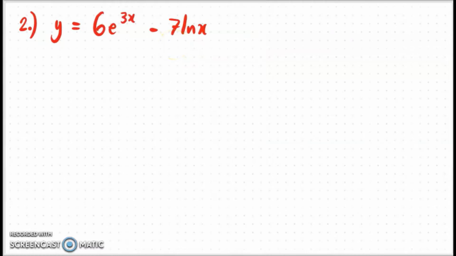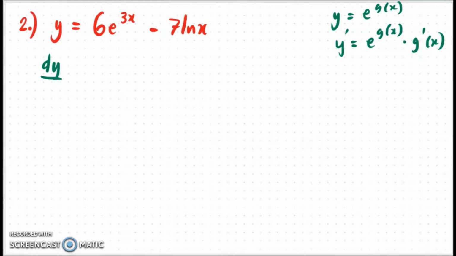For number 2, let us remember that the derivative of natural exponential function e raised to g of x is equal to e raised to g of x multiplied by the derivative of g of x. So let's do this. Number 2, we have y prime or the derivative of y with respect to x is equal to 6 e raised to 3x, and we multiply this by the derivative of 3x, which is 3. Then minus 7, and the derivative of ln x again is 1 over x.